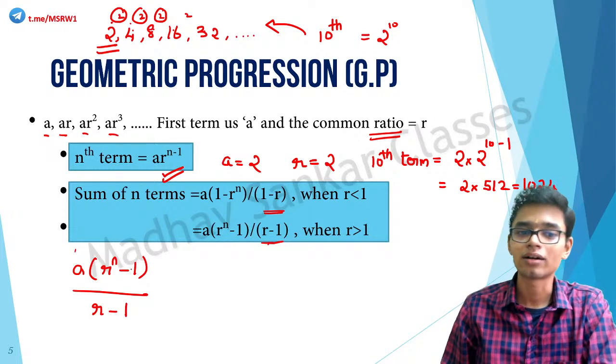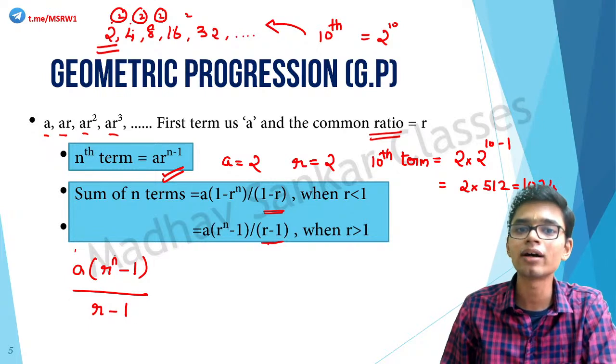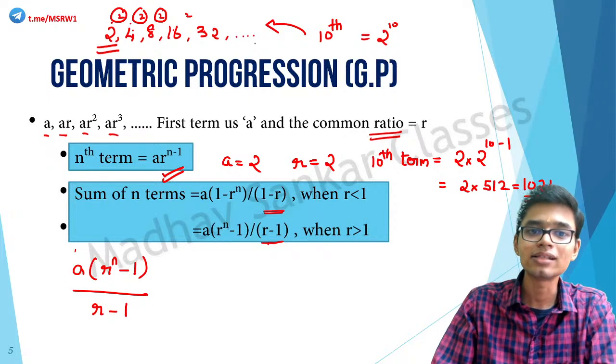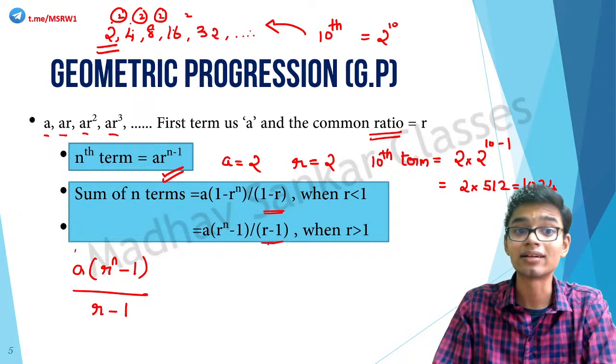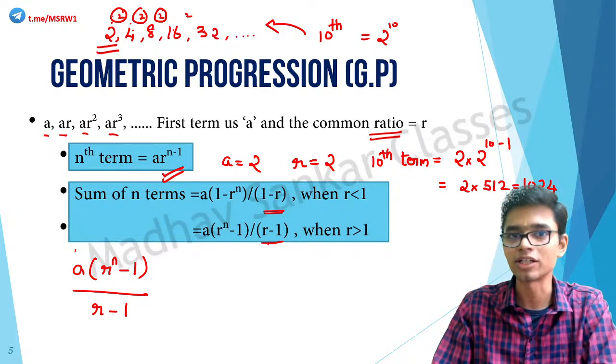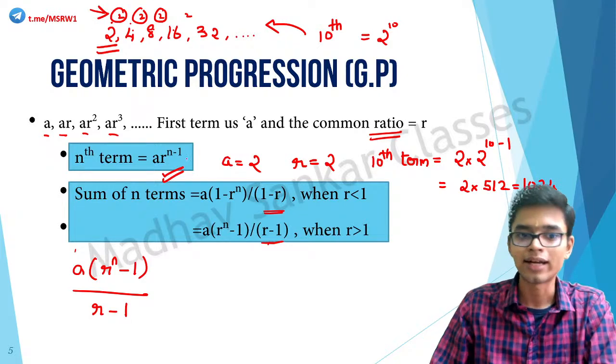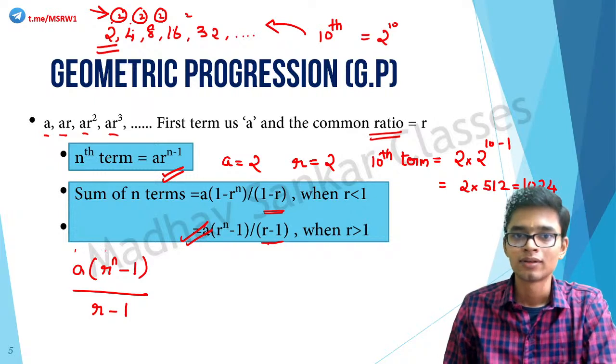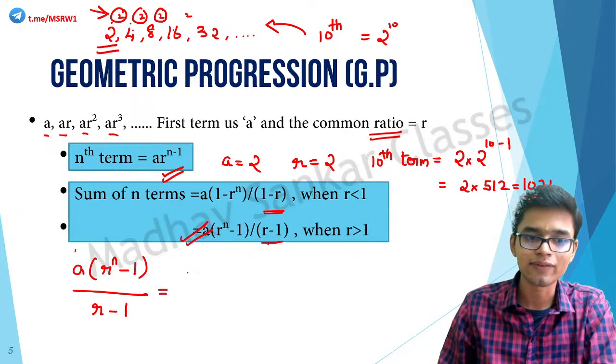Okay, so A into R raised to n minus 1 by R minus 1. Why did we choose this formula and not the first one? Because here in this series, the value of r is greater than 1. R is the common ratio and here it is 2. That is why I picked the second formula and not the first one. Okay, now we can simply substitute the values.